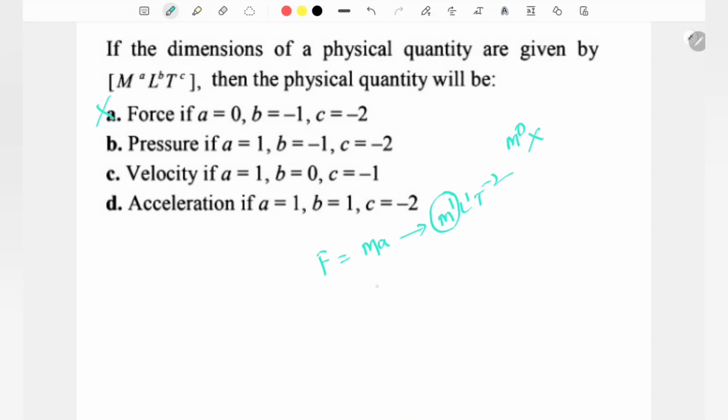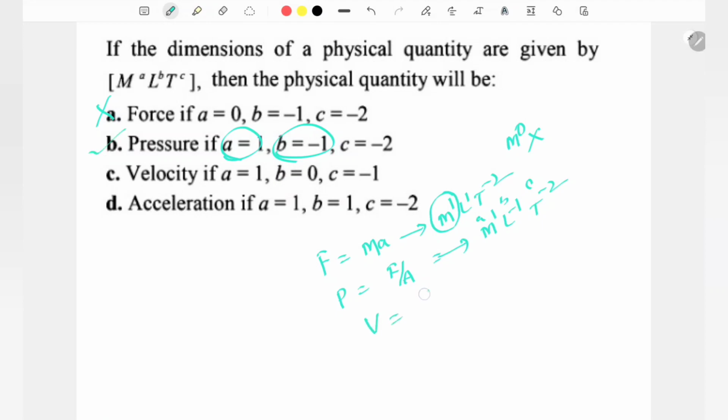Next one, pressure. Pressure is equal to F by A, whose dimensional formula is M^1 L^-1 T^-2. Here A is 1 and B is minus 1 and C is minus 2. This option is correct.